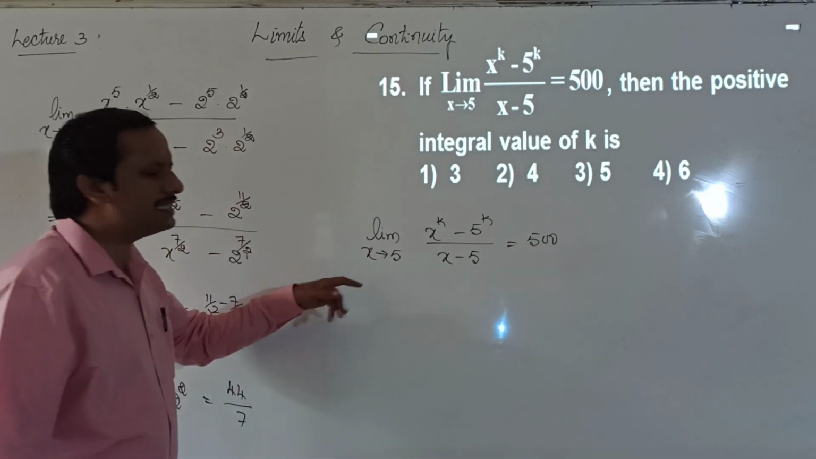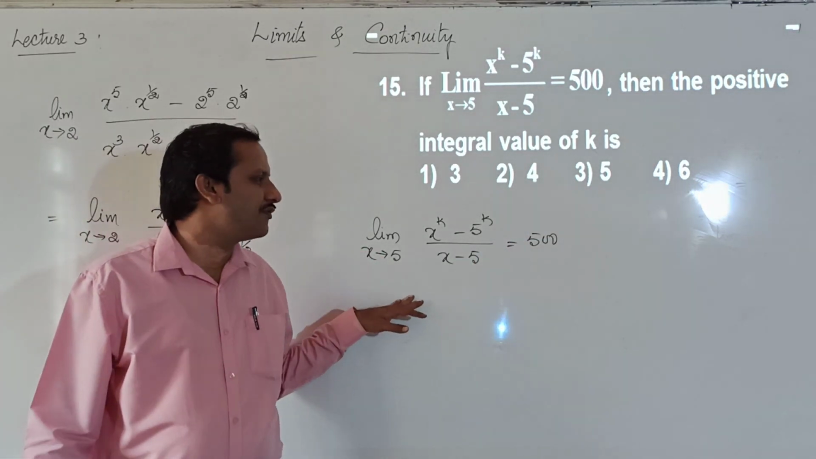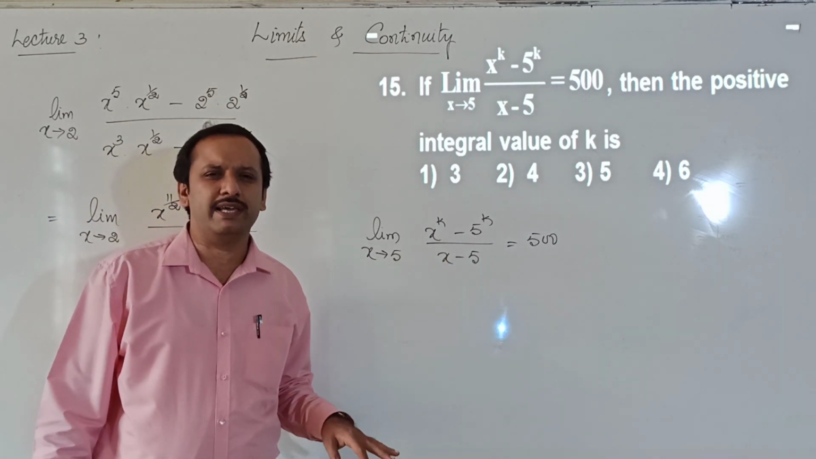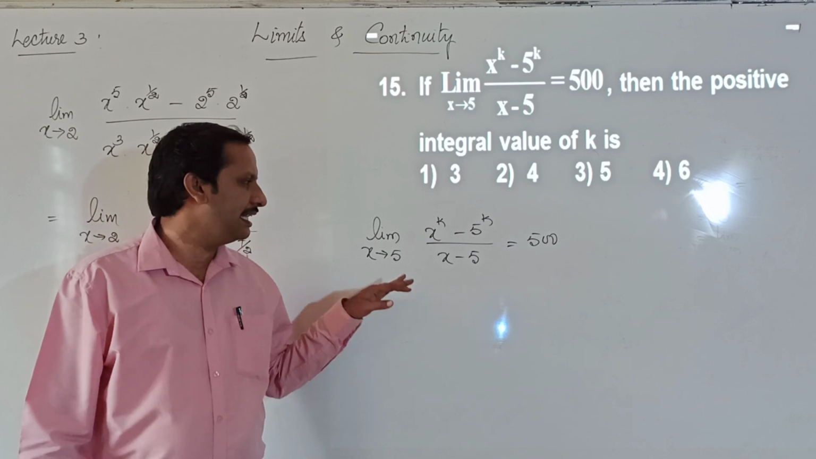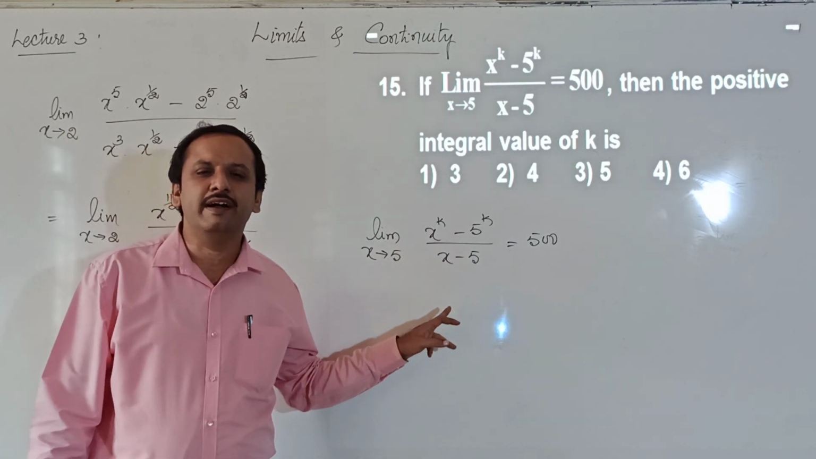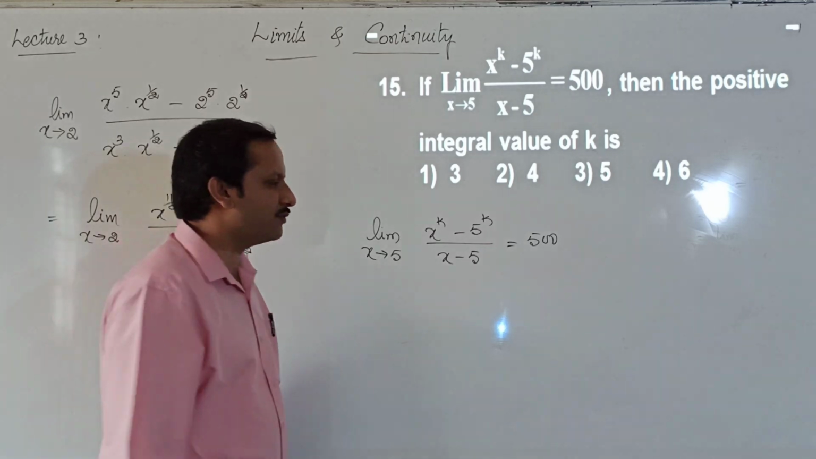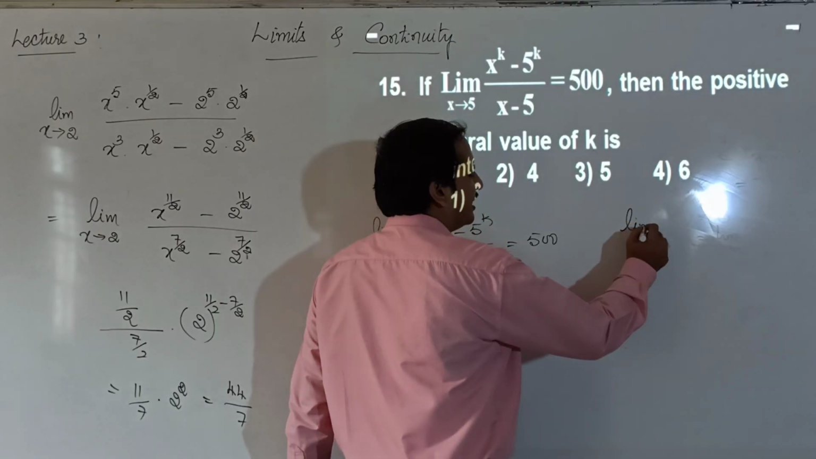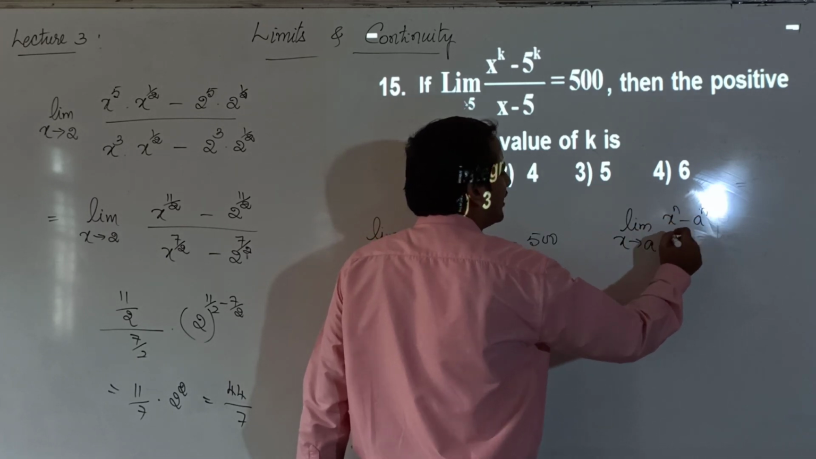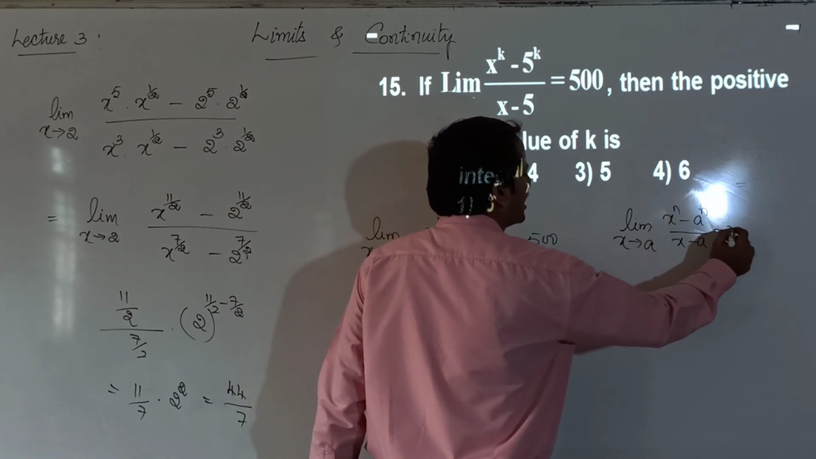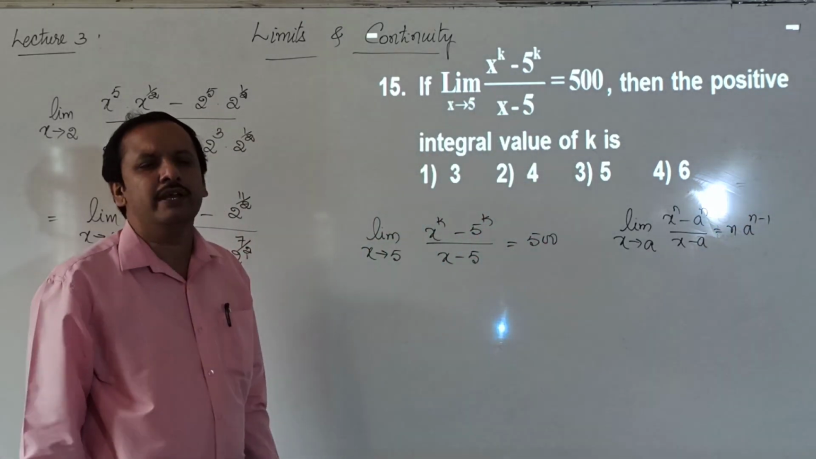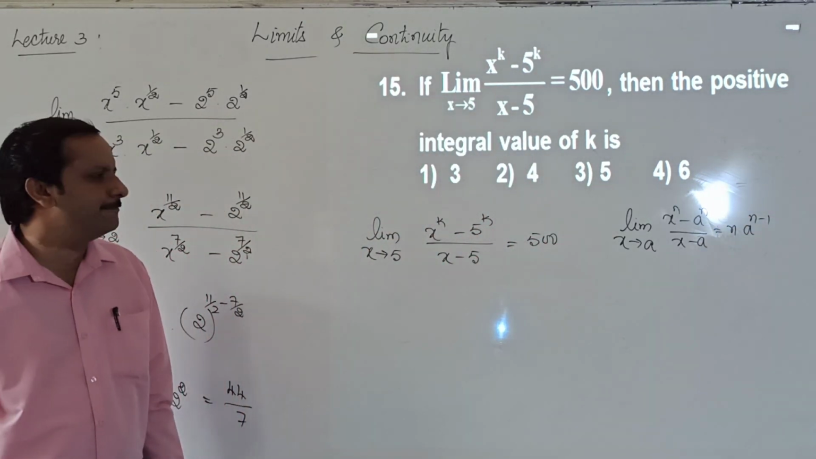Okay. Look at this LHS. Limit x tends to 5, x power k minus 5 power k divided by x minus 5. This looks like limit x tends to a, x power n minus a power n divided by x minus a. You know this formula, right? Limit x tends to a, x power n minus a power n divided by x minus a is equal to n into a power n minus 1. That is a very well known formula.